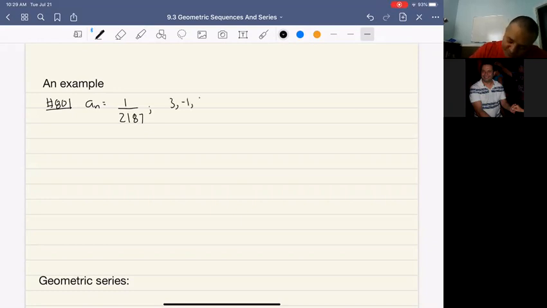-1, 1/3, keeps on going. Now, one good thing to check is, well, what would be the next term? The next term would, of course, be -1/9. After that, 1/27. So we know what the sequence is going to be. Now, let's take a look and actually get our a sub n.